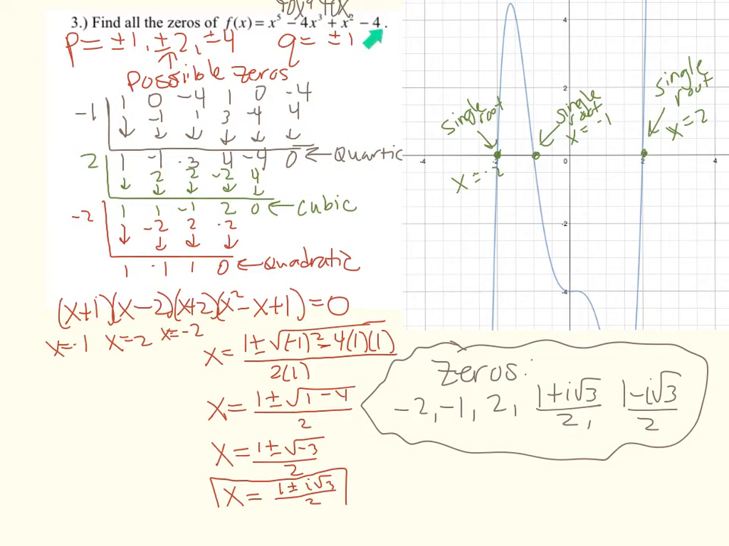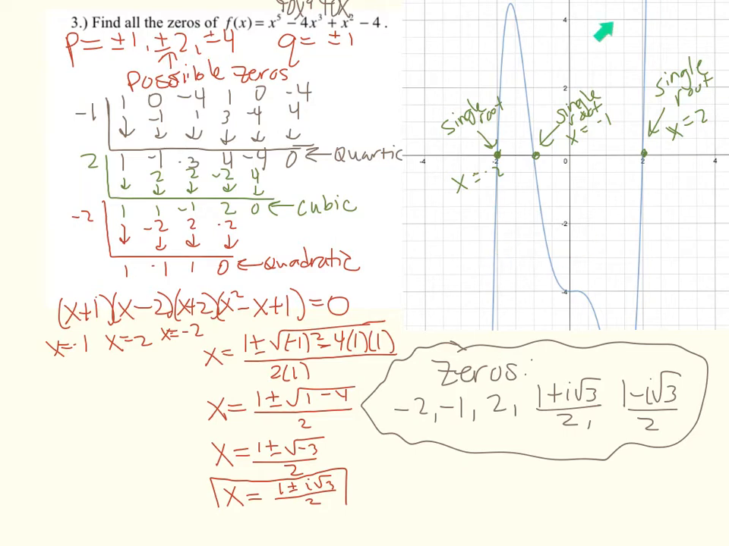The constant was -4, so p, the factors of the constant, were plus or minus 1, plus or minus 2, plus or minus 4. The leading coefficient was 1, so the factors of q were plus or minus 1. Therefore, the possible zeros were just the p-values.